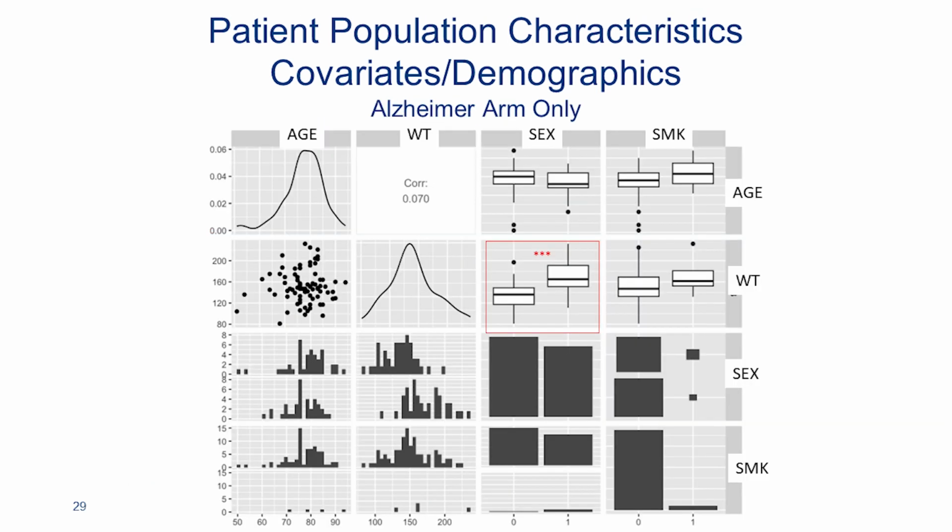What about the Alzheimer's arm? So here again, you see that the age now has shifted to the right. The weight now, again, does not have as much of a shoulder. It's more Gaussian. The sex distribution is more even. And the smoking distribution is quite dramatically different. Very few smokers actually in this study.